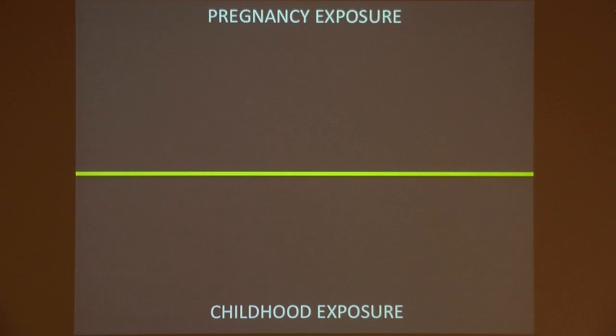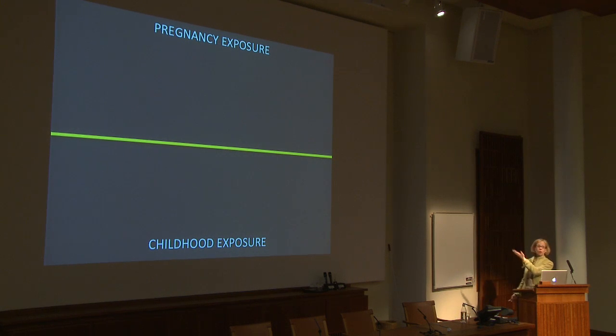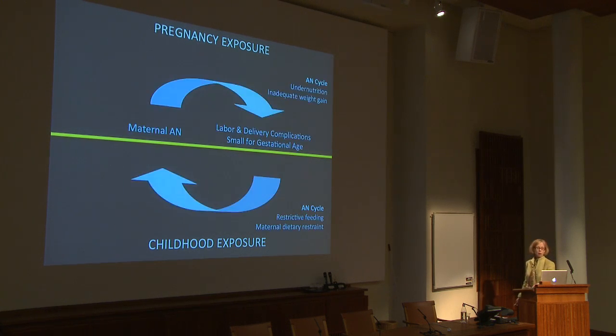We, of course, have made it much more complex since then. So what I'm going to do is take you through 2 superimposed models, an anorexia nervosa model and a binge eating disorder model. Everything above the yellow line is pregnancy exposures, and everything below the yellow line are childhood exposures. So here's anorexia. So we start with anorexia nervosa, and then during pregnancy, we posit that mothers with anorexia may have experienced undernutrition and inadequate weight gain during pregnancy, which itself can lead to labor and delivery complications and babies that are small for gestational age.